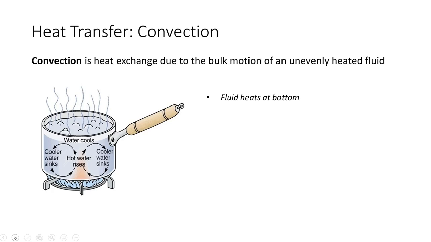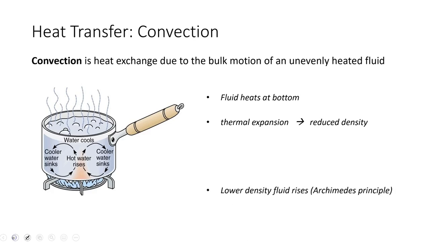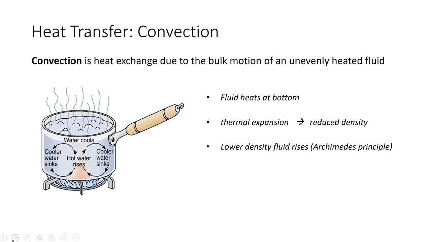Okay, so the bottom layer of water gets warmed up due to the flames of the stove, and then we know from our last lecture that things tend to expand when they get heated up. So that water that's at the bottom of the pot, it's going to tend to expand because it gets heated up, and then as it expands, its density decreases. Well, then remember from our chapter on fluids that things that are less dense tend to rise and things that are more dense tend to sink.